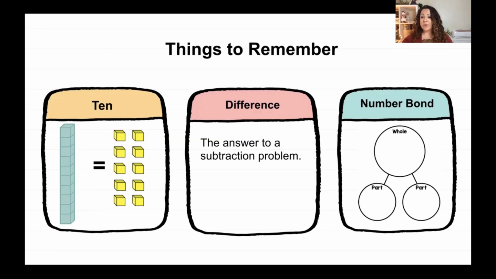And then we're going to be working with subtraction again. So we have to know the word difference. Difference is the answer to a subtraction problem. And a number bond, we might be using those. And just remember, when you are subtracting, the whole goes first, and then you have a part and a part. You add the parts to make the whole, but sometimes a part is missing. So you have to subtract a part from the whole.